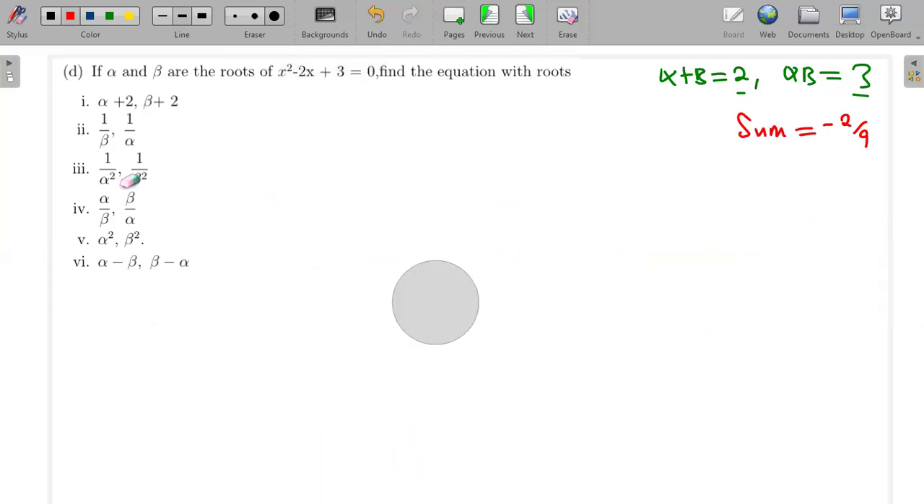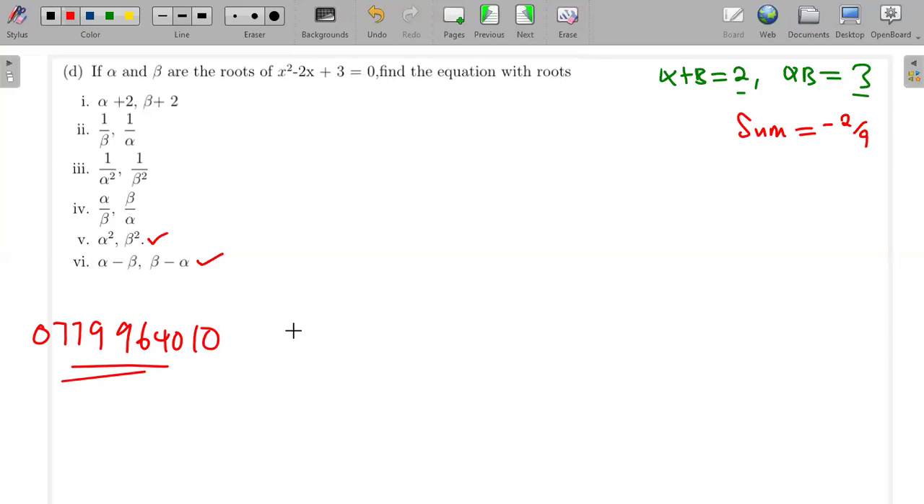Okay, so for the last three, I'm just going to solve one of them, this one. Then this one and even this one I'll leave as your homework, so you can get to practice. Once you do, you can send your answers to 0779 96 40 10. Then I'll be able to tell you if what you're doing is correct or you need improvements. So let's find the last one.